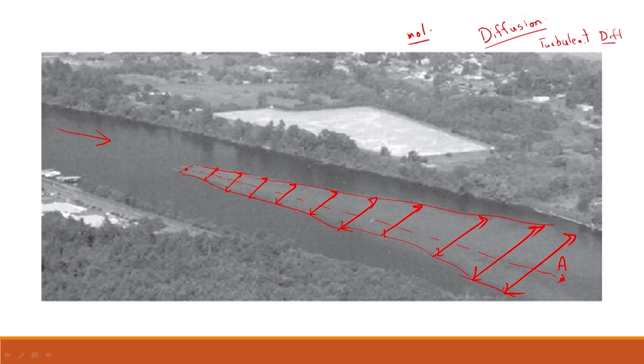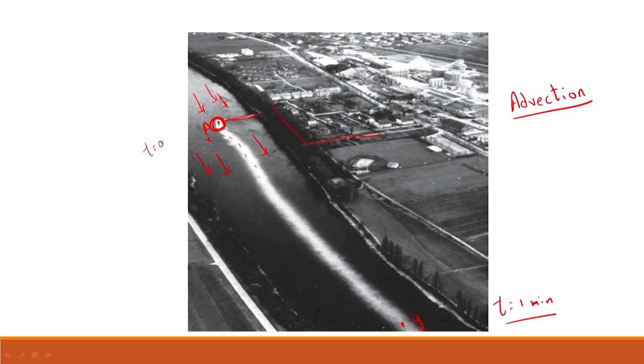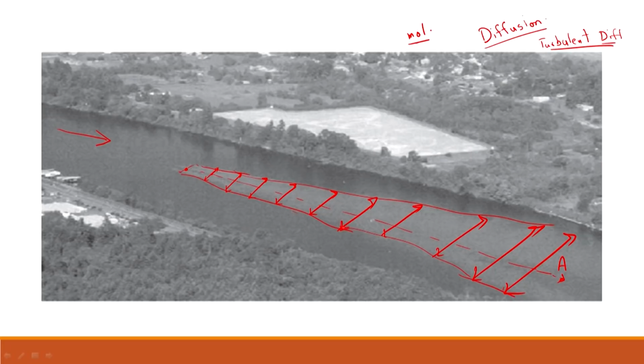So these are again different ways of transport. One transport was advection. Here you see little to no diffusion, but here you do see some diffusion, so relatively more turbulent conditions, I would believe. Typically turbulent diffusion is about 100 times faster than molecular diffusion, right. So that's something to keep in mind.